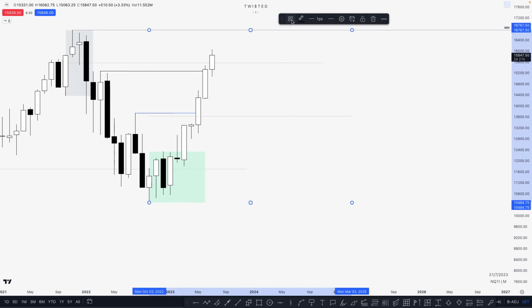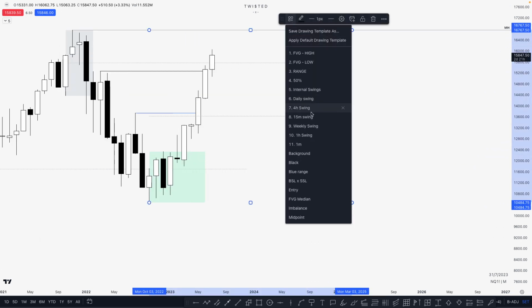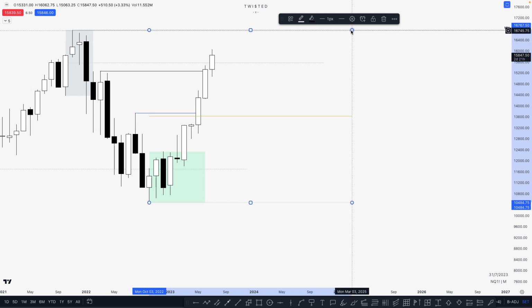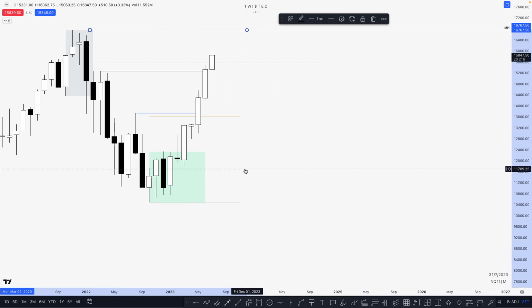So I'll just make this a bit more obvious for the weekly. So there we go. This is what we would like our pullbacks to look like.